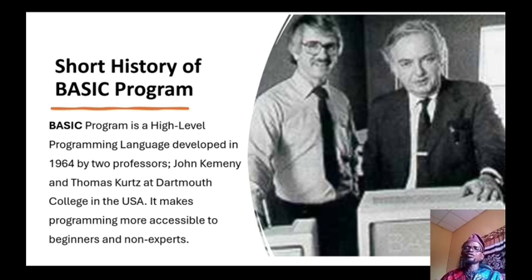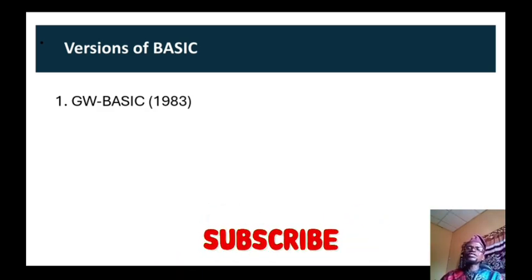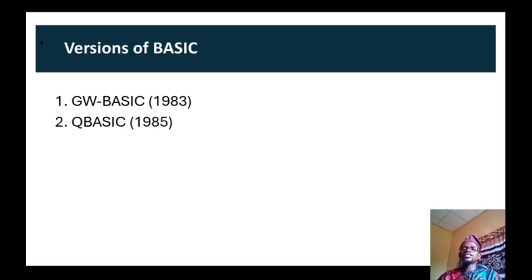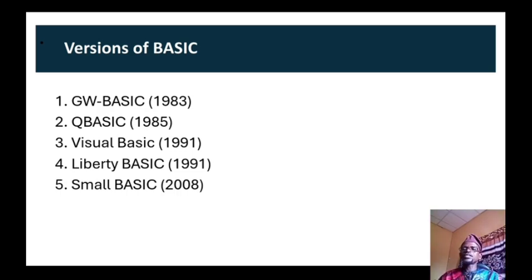Now, when we are talking about BASIC, we have different versions of BASIC. These are like dialects we use to give instructions to the computer. The first one we want to mention today is GW-BASIC that was developed in 1983. We also have QBasic developed in 1985, Visual Basic developed in 1991, Liberty BASIC developed in 1991 also, and Small Basic developed in the year 2008. This is just to mention some versions of BASIC because we have more than 5 versions.